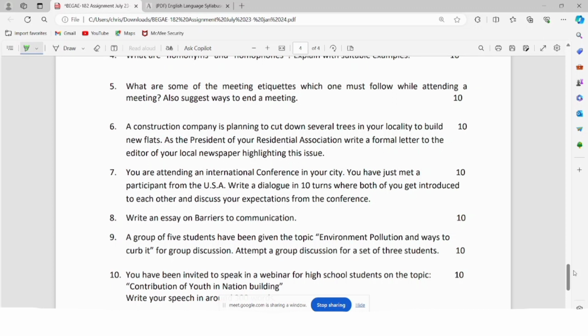Moving on to the 9th question. A group of 5 students have been given the topic environment pollution and ways to curb it for group discussion. Attempt a group discussion for a set of 3 students. Of course, this is a practical level question from Block 2, Unit 3. Group discussion. There you can see sample group discussion. Likewise, based on this topic, you can write one. You may also refer to sources, but make sure that your answer is authentic and original. 3 students, remember that, not 4.